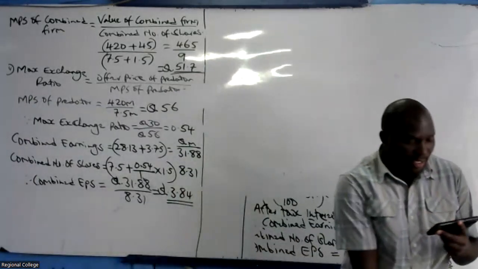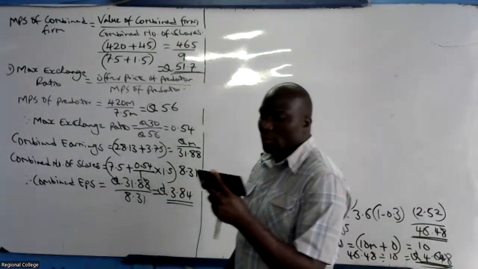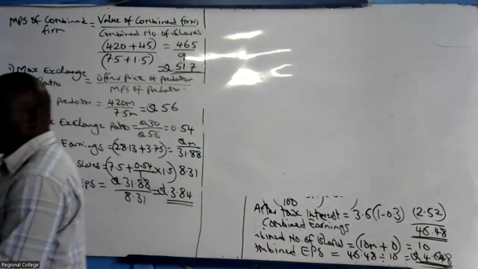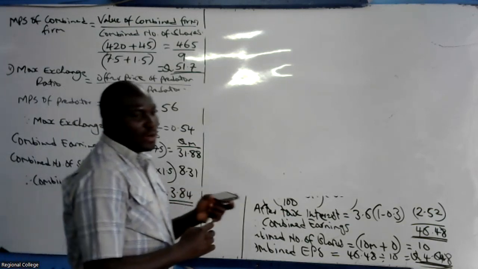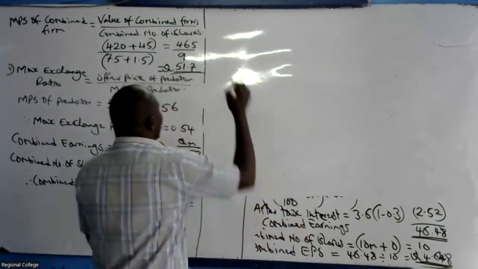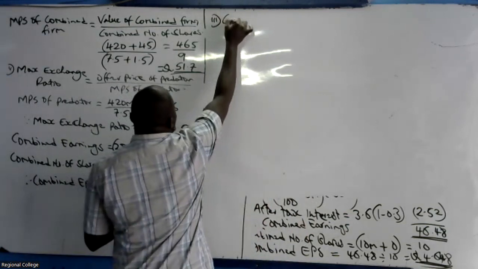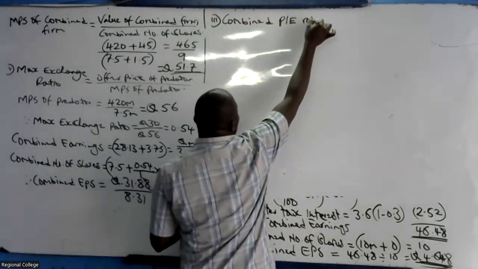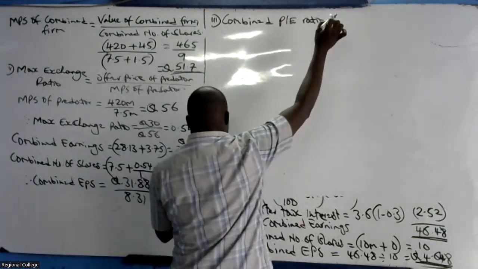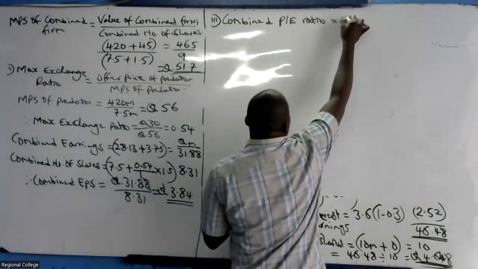Then they ask, if the price earnings ratio of Songo Limited drops to 12 times after the acquisition, determine the firm's post-acquisition MPS. 2 marks for free. After the acquisition, what does the PE ratio become? So they say the combined PE ratio will drop to 12 times.